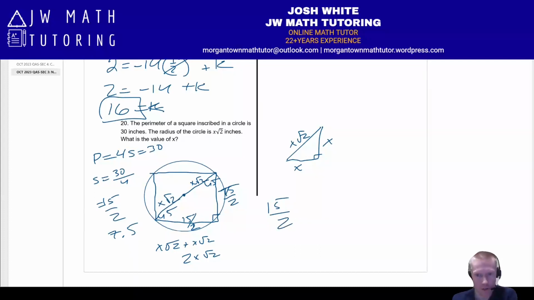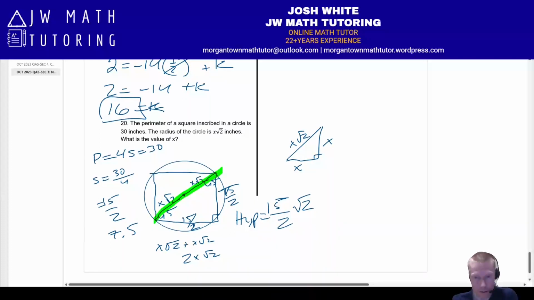So we have 15 over 2 for one of the legs. We multiply that by root 2, and that means that the hypotenuse, i.e. the diagonal, is equal to 15 halves root 2. Okay, so that is the length of this entire side right here. 15 root 2 over 2. Now, we also know that in terms of variables, or in terms of x, this is equal to 2x root 2. Okay, because we solved that out.